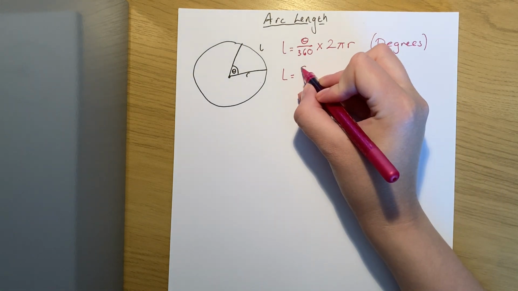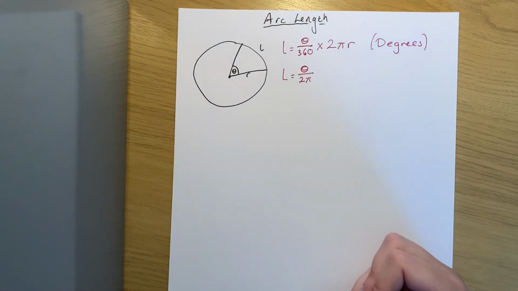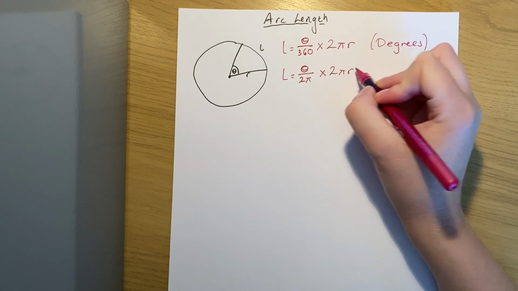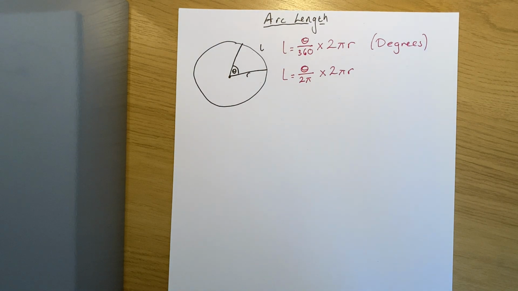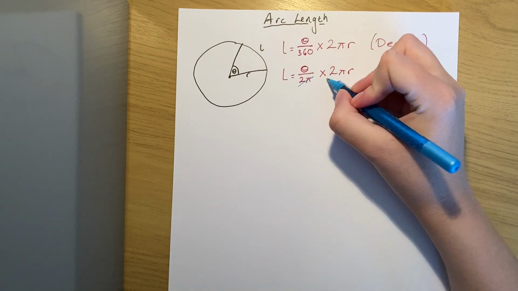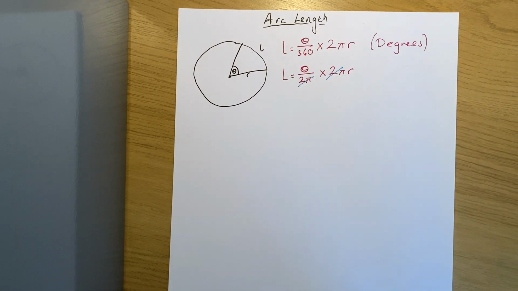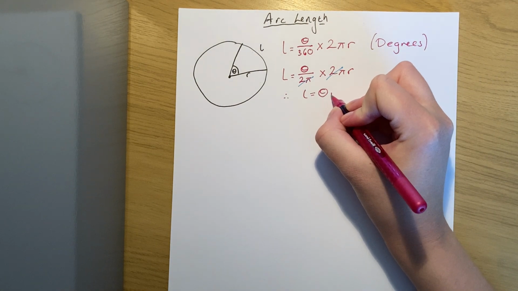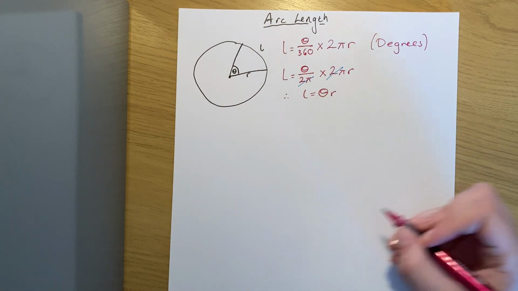So if we were doing it in radians, it would still be the same initially. It's still theta. It's just theta over 2 pi is our fraction rather than theta over 360, times by, again, the whole circumference, which is 2 pi R. Now, what's nice here is that I'm dividing by 2 pi and multiplying by 2 pi, so they cancel out. So therefore, L is actually just theta times by the radius.